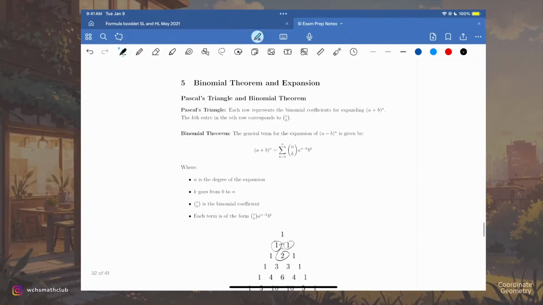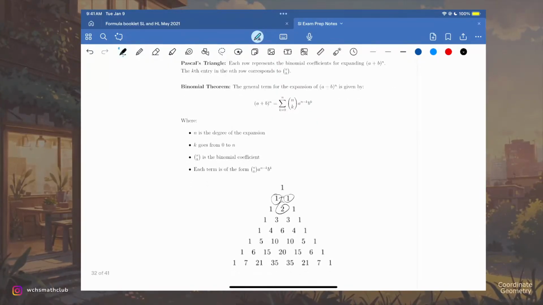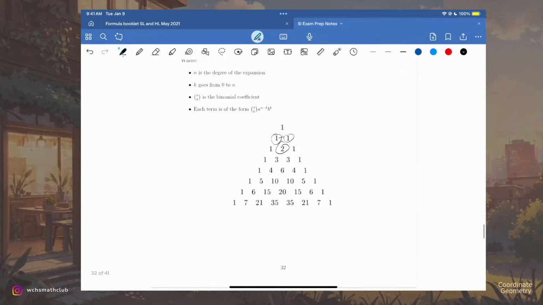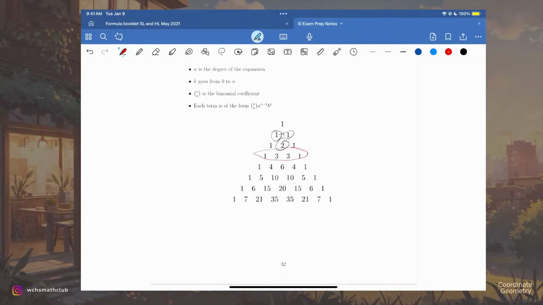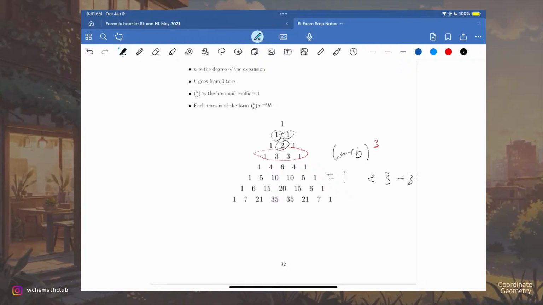And then the binomial theorem is essentially saying that when you have a plus b and you raise that to the power of n, the coefficients are going to be whatever is in that specific nth row of Pascal's triangle. So if you see this 1, 3, 3, 1 row right here, that's equal to a plus b raised to the power of 3, and then you're going to get the coefficients of 1 something plus 3 something plus 3 something plus 1 something. Okay, so that's how it works.